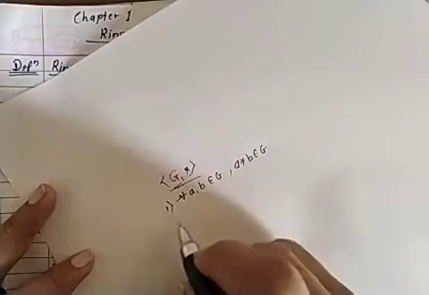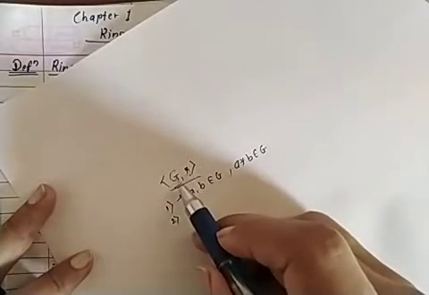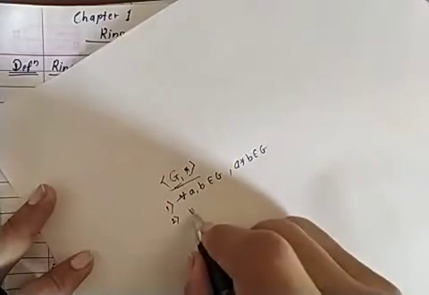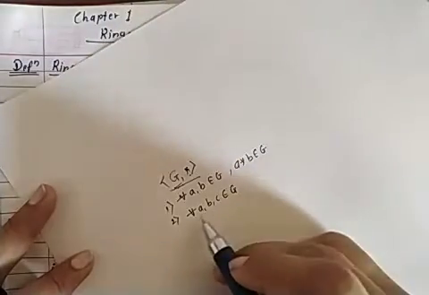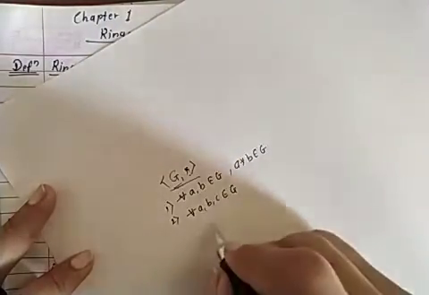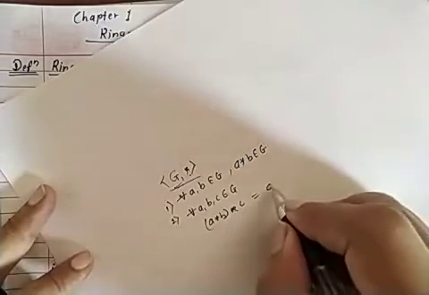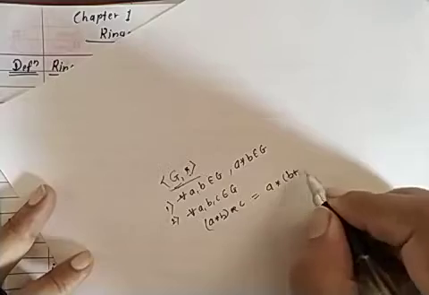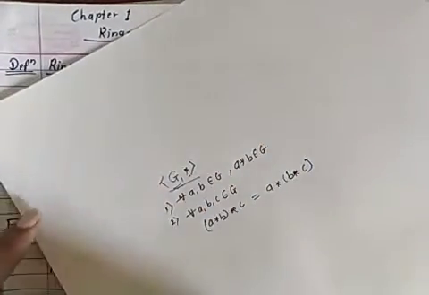This is the closure property. The second property is, with respect to star, G is associative. Means what? For all a, b, c belongs to G, you can take any three elements from G, then (a star b) star c is the same as a star (b star c). This is the second property, associativity.